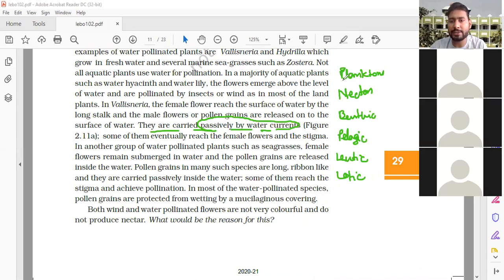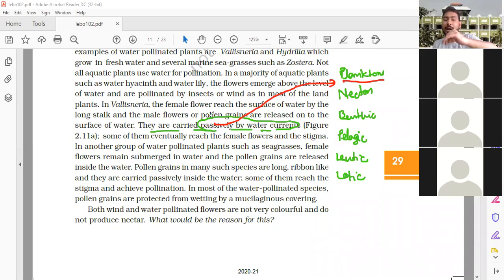Here they have given the plankton. Plankton means either phytoplankton or zooplankton. Phytoplankton means plant, zooplankton means animal. So either phytoplankton or zooplankton, which is found on the surface of water, and they float along with the water current. That means you can use this term for this plankton.